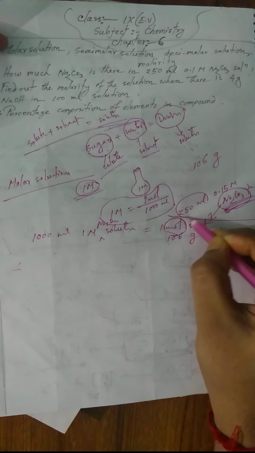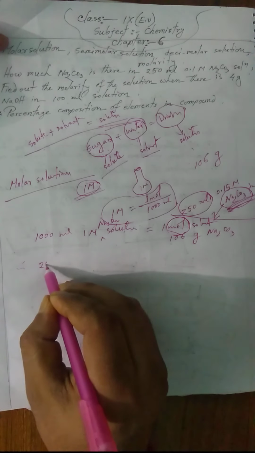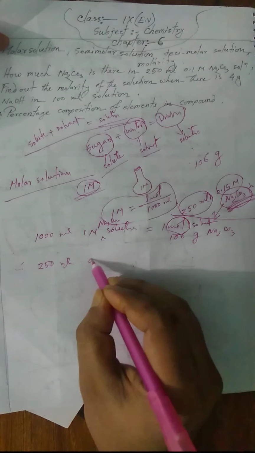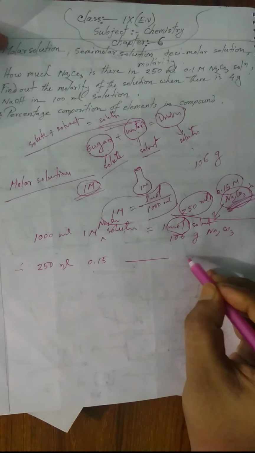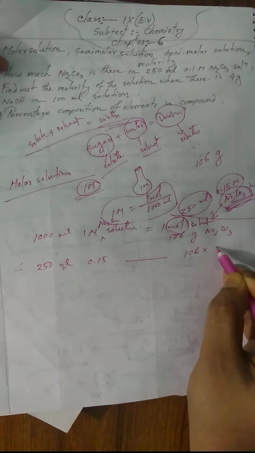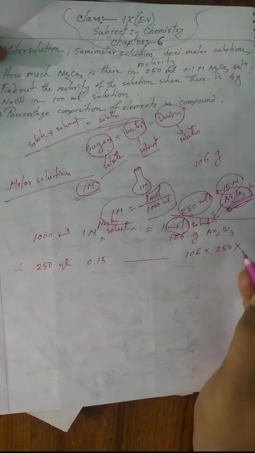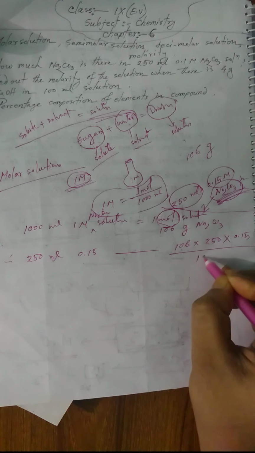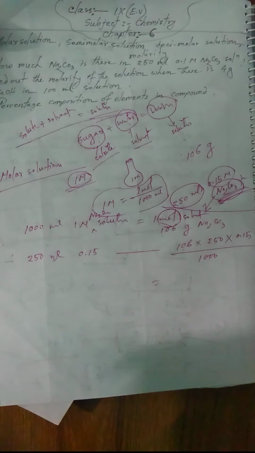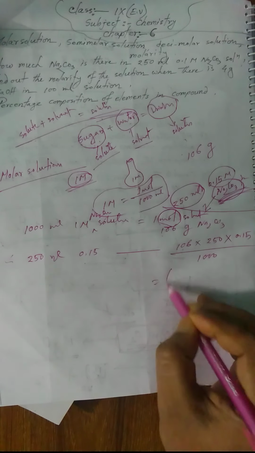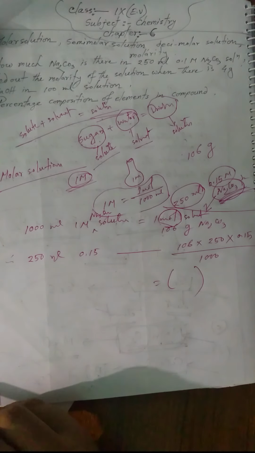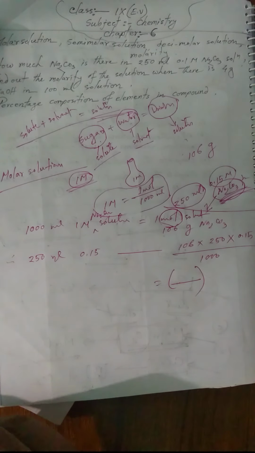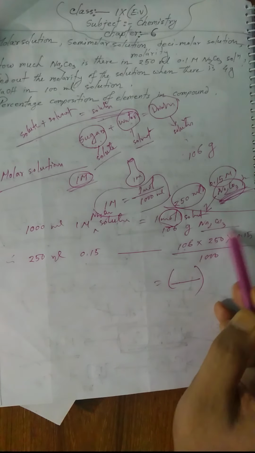So we have to prepare 250 ml. So 250 ml concentration will be 0.15, then it will be 106 times 250 times 0.15 divided by 1000. So we will get the amount of sodium carbonate.